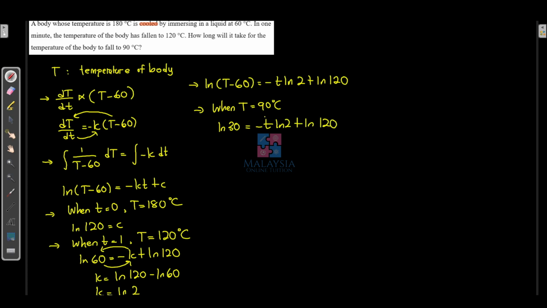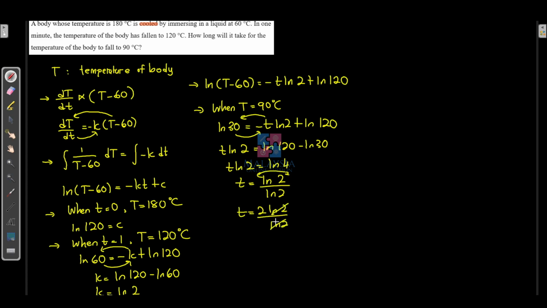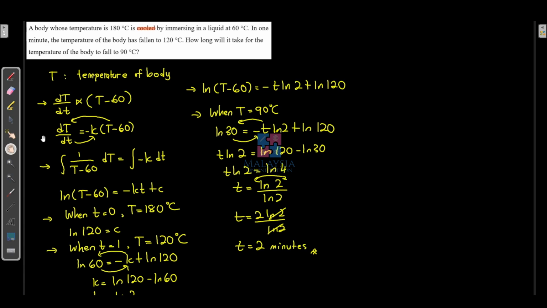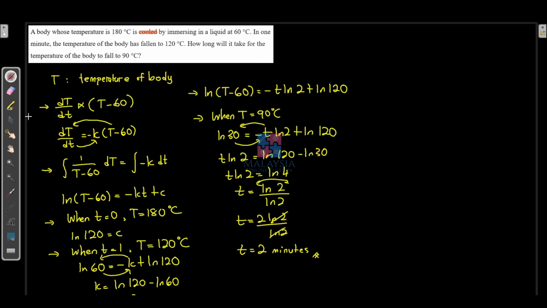We shift the negative T ln 2 to the left hand side and the ln 30 to the right hand side. So we have T ln 2 equals ln 120 minus ln 30. And we know that that is going to be ln 4. So we have T ln 2 equals ln 4. So T equals, you know that ln 4 is actually ln 2 squared, divided by ln 2. So you shift this in front, you get 2 ln 2 divided by ln 2. You cancel this, and your time is going to be 2 minutes. So how long will it take for the temperature of the body to fall to 90 degrees Celsius? The answer is 2 minutes. And that's all for question number 3.